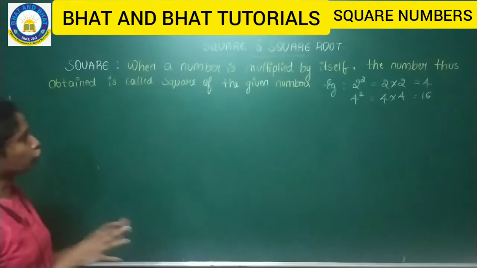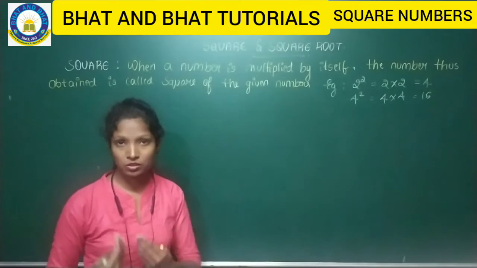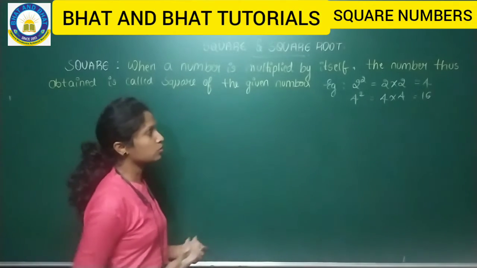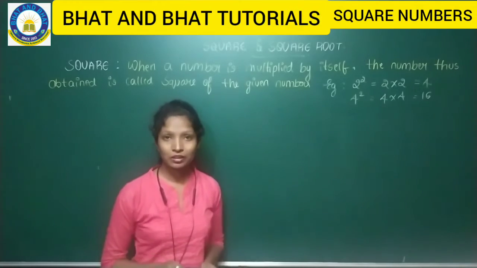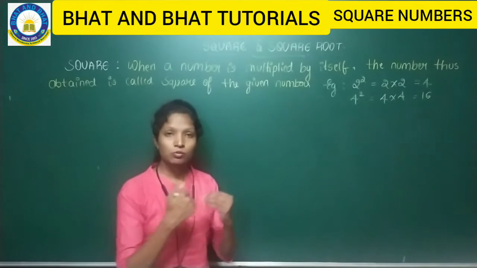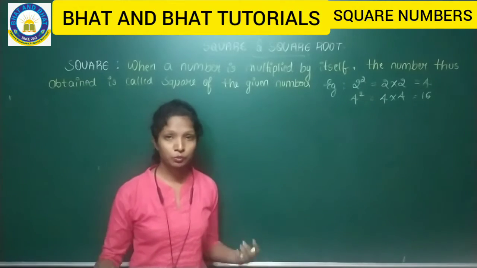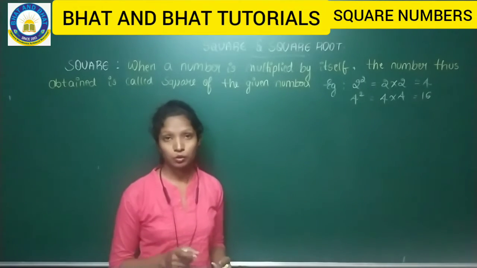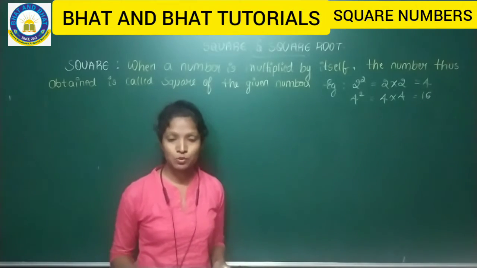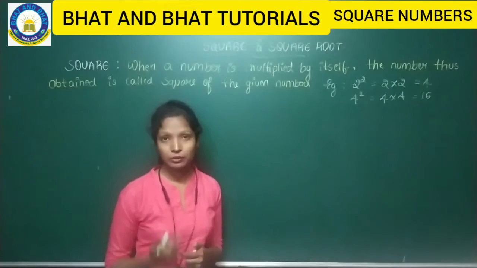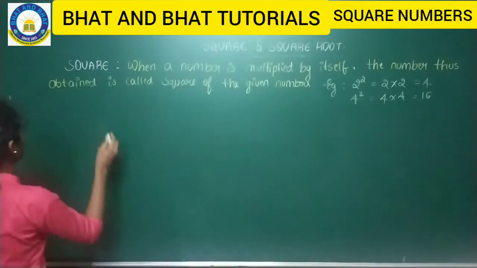Okay, hope you all copied the meaning of square. So now we'll move on to the squares of the numbers. See students, when you are solving problems, you have to be thorough with the square numbers of 1 to 20. You can memorize or remember them however you want, but you should be thorough. Once you are thorough with those squares, it will be easy for you to solve the problems. Come, let's see the numbers and their squares.